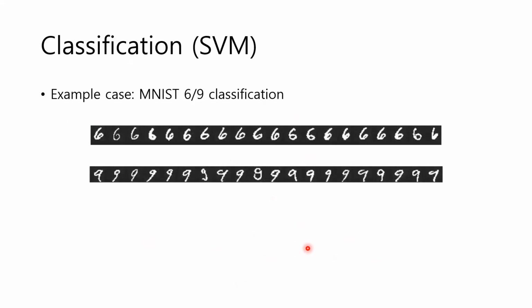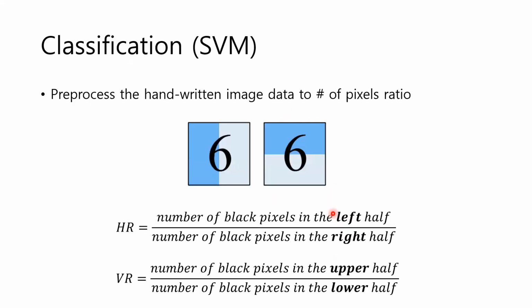This time again, I will give you an example case. This is from the MNIST data set, which contains handwritten digit data, 1 to 9. In this case, I will only use the 6 and 9 data for simplicity. And again, we can't use the raw image of the MNIST data set, so we will preprocess the handwritten image data to a pixel ratio.